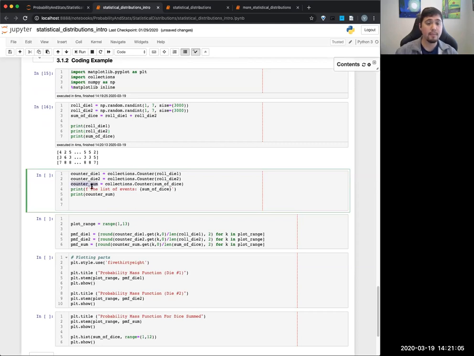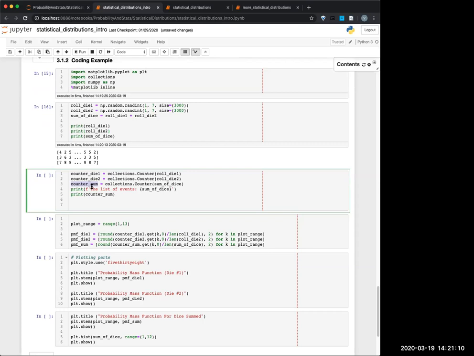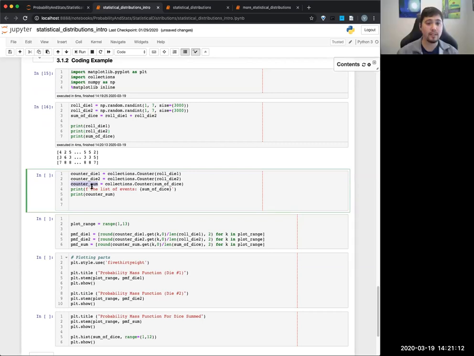For the sum, would we expect the sum to be equally distributed? No, right? There's definitely going to be differences. For example, getting a 2, which only comes from snake eyes, 1 and 1, is going to be less frequent than getting something like a 6, which can be 3 and 3, 4 and 2, or 5 and 1. So there are all these different ways. Can we get a 13?